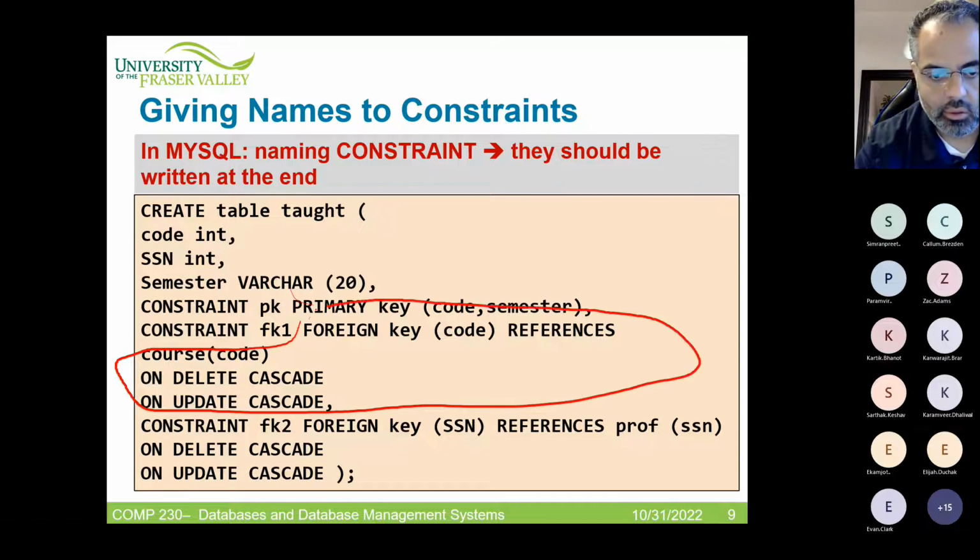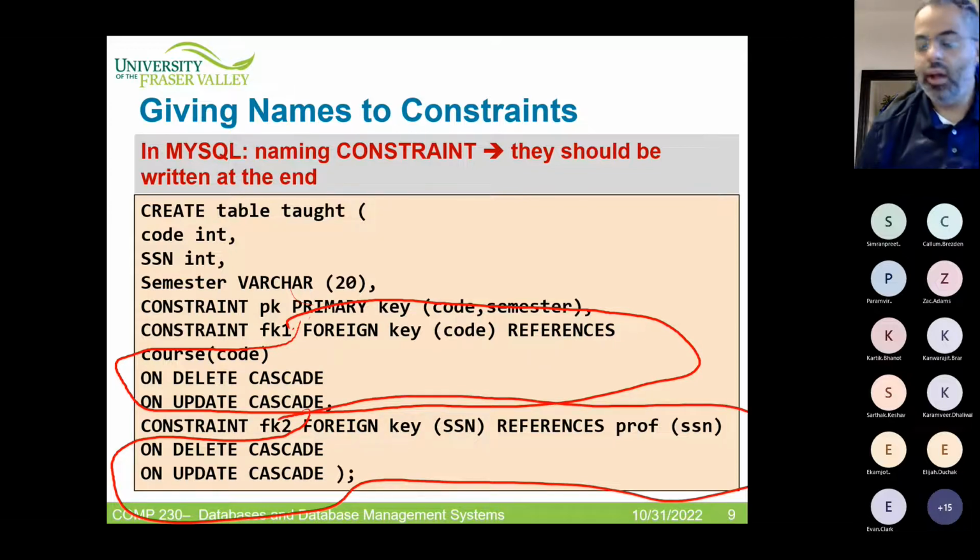So this is a constraint, and this is another constraint. So it's good that when I structure my table, when I implement my table, I give it a name: constraint fk1, constraint fk2. So I should have already given it a name. What would be the name for this? It's very important that I consider the name for the constraint.